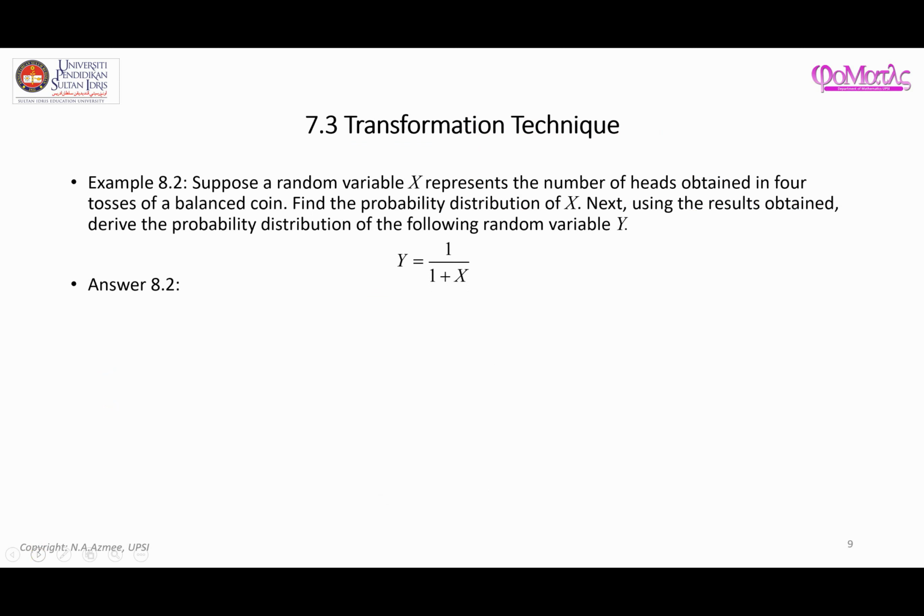We have a random variable X. X here represents the number of heads obtained in 4 tosses of a balanced coin, and you are asked to find the probability distribution of X. Next, using the results obtained, you are going to derive the probability distribution of this random variable Y. Y here depends on X. X is a random value, therefore Y is going to be random as well, and Y is equal to 1 over 1 plus X.